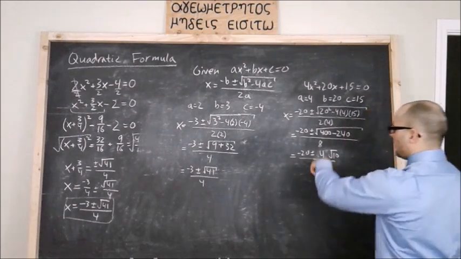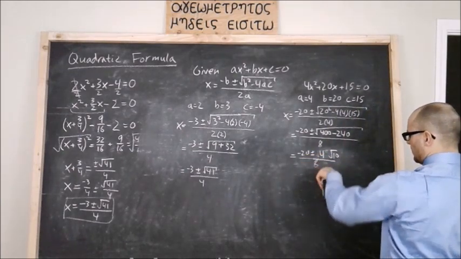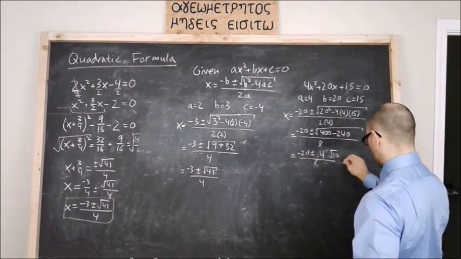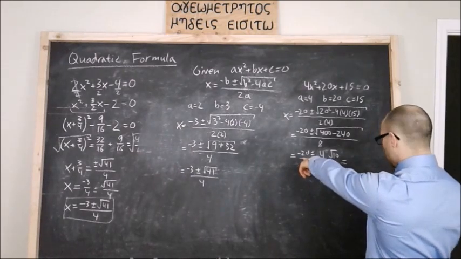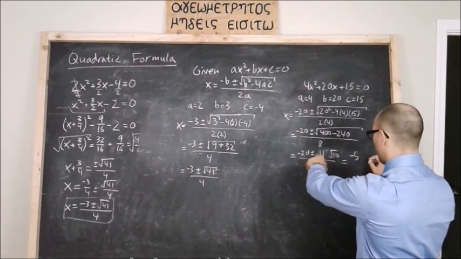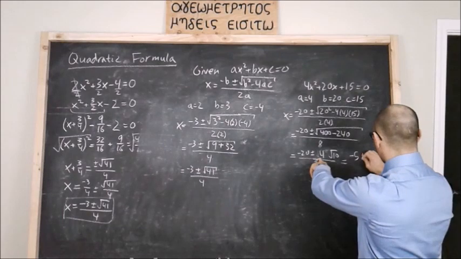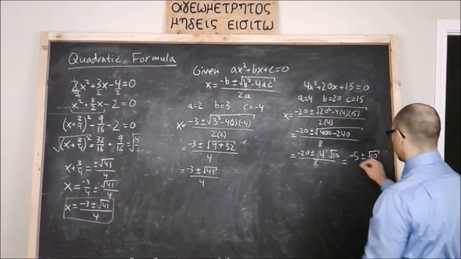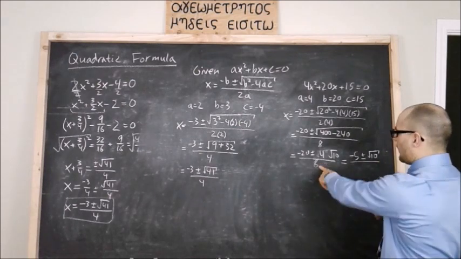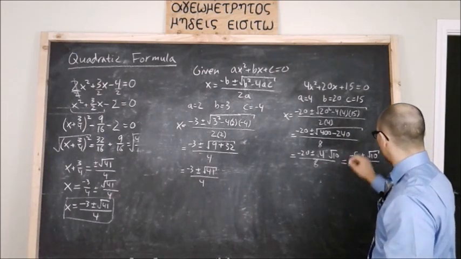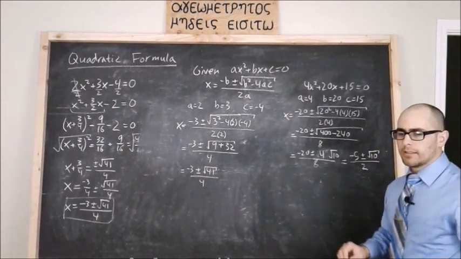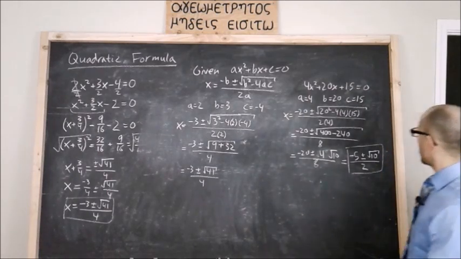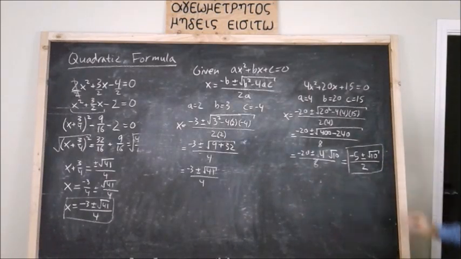Okay, notice now each of these is divisible by 4. So 20 divided by 4 is 5. 4 over 4 is 1. So we're just going to have 1 times the square root of 10. And then in the denominator, 8 divided by 4 is 2. So it looks like this is my answer. You can check me on that.